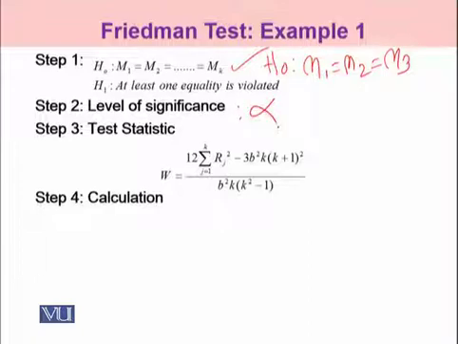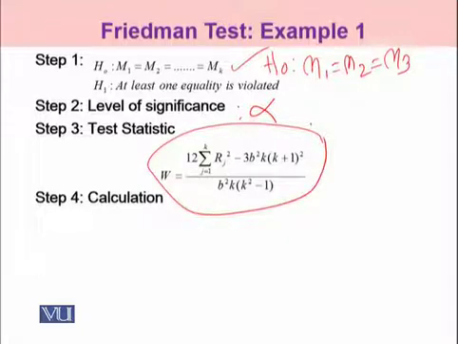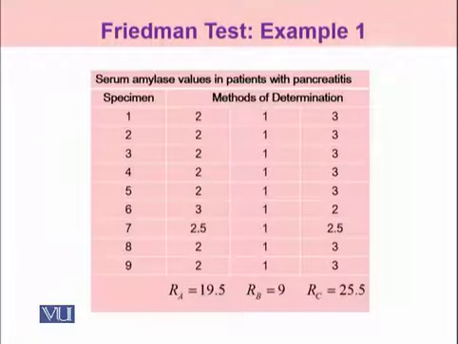Under step 3, we have the test statistic. So we are going to follow this example using W, where R is the sum of the ranks, B is the blocks, and K stands for the treatments. Now the next step is to calculate the value of W using the given test statistic. The first thing we need to do is to assign the ranks to the observations.